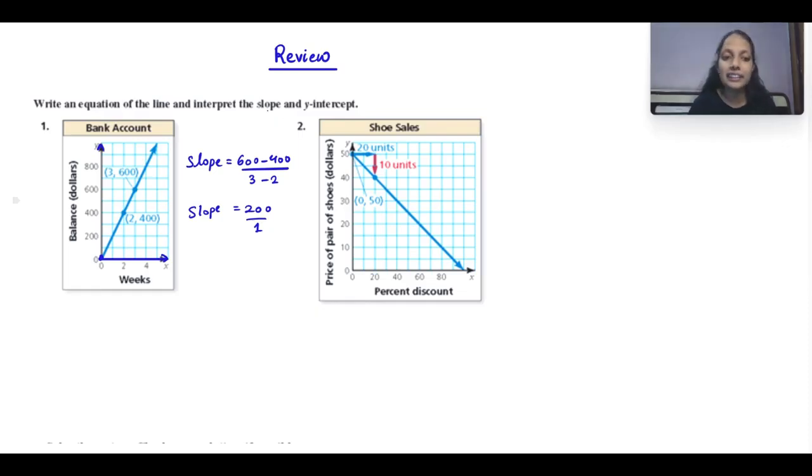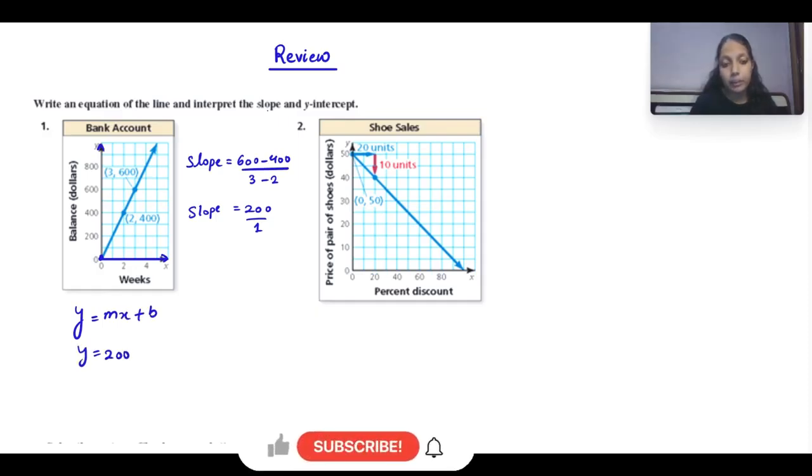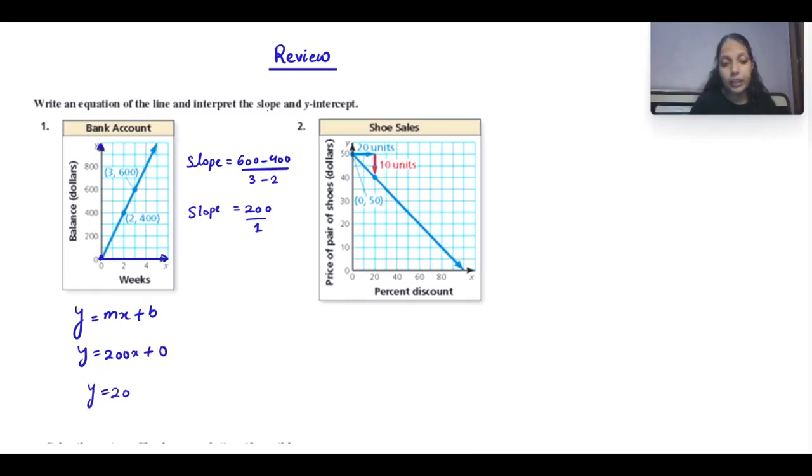And the y-intercept. The question is asking what the y-intercept is. In this case, the y-intercept is 0. So that means at the start there was no balance. So I will write y equals mx plus b. m is the slope and b is the y-intercept, which is 0. So the equation is y equals 200x. That's it.